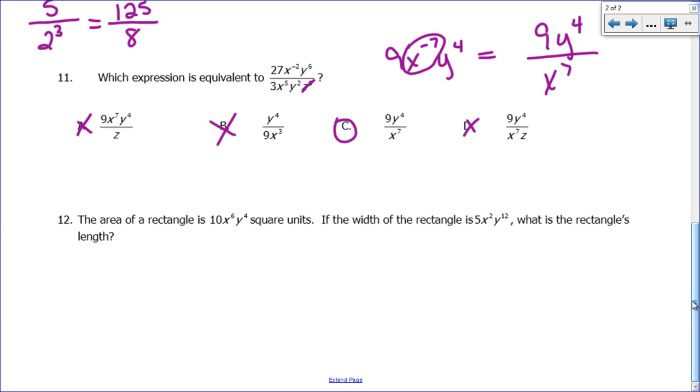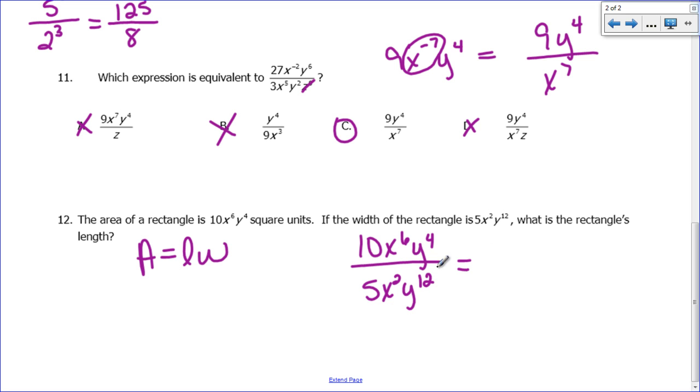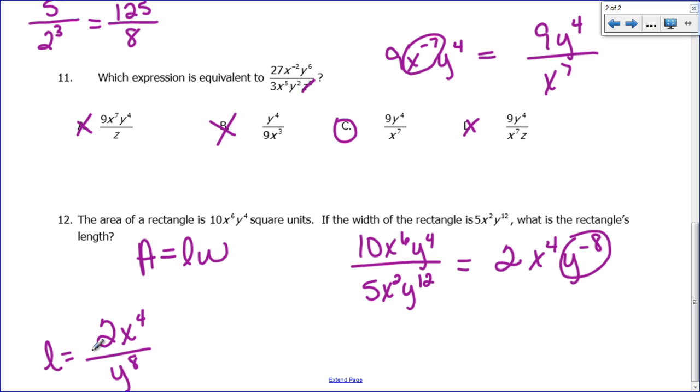So one last question, and then I'll let you go, and we'll practice this when you come to class tomorrow. So we know the area of a rectangle. Area of a rectangle is 10 x to the 6 y to the 4th square units. We also know the width of the rectangle. We want to find the length. Well, if this is my formula, and I know the area and the width, to find the length, I'm going to have to do division. So I'm going to take my area, and I'm going to divide it by my width. And so 10 divided by 5 is 2. My x's, if I do 6 minus 2, that's 4. And my y's, 4 minus 12 makes negative 8. So I'm going to have to move this. So I'm going to get 2x to the 4th over y to the 8th as my length for this rectangle.